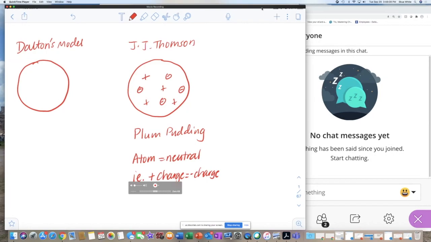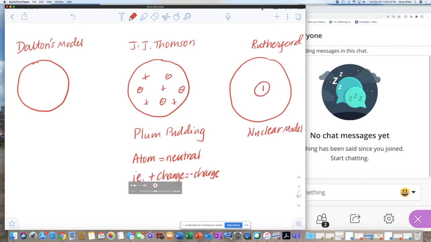And then finally, we have his ex-best friend. History doesn't call him his ex-best friend. I do. Rutherford. Rutherford was his student, who tried to go out and help J.J. by proving his atomic model, but instead came up with his own model. His model is called the nuclear model. This is a model where they discovered the nucleus, and they noticed the nucleus of the atom was positive. Then around the nucleus, you have negatively charged electrons, but this time the electrons are very tiny.